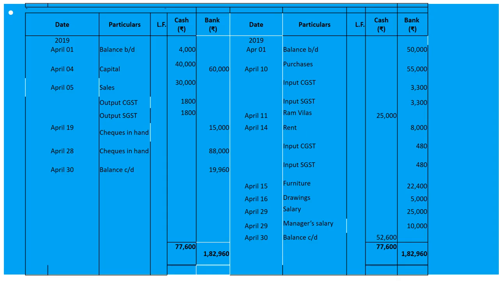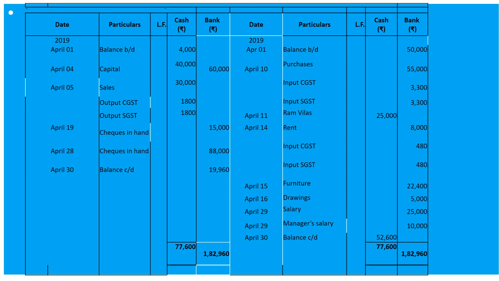Fine. April 5th, sold goods for cash 30,000 plus CGST, SGST 6% each. So to sales account, to output CGST, to output SGST on the same date. So against sales 30,000, CGST 1,800, which is 6% of 30,000, SGST also 1,800. April 10, purchased goods for rupees 55,000 plus CGST, SGST and issued a check for the same. Check was issued, that's why we will write this amount in the bank column. So by purchases, by input CGST, by input SGST: 55,000, CGST, SGST 3,300, 6% of 55,000.